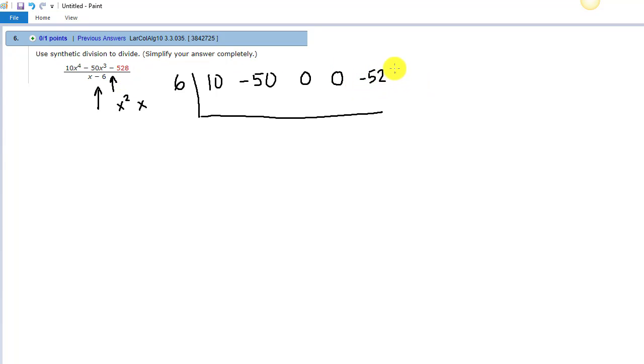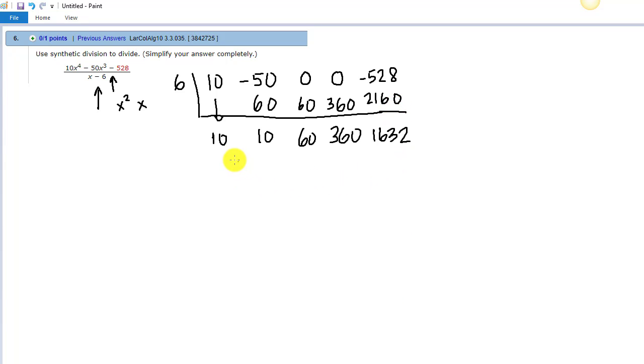That's the constant term. And so we're going to bring down the 10, and then we do 6 times 10 is 60, and then we do negative 50 plus 60 is 10, and 6 times 10 is 60 again. We bring down 60. 6 times 60 is 360. And we bring 360 plus 0 down. And then 6 times 360. And so now we take negative 528 plus 2160. And so here we have our final answer.